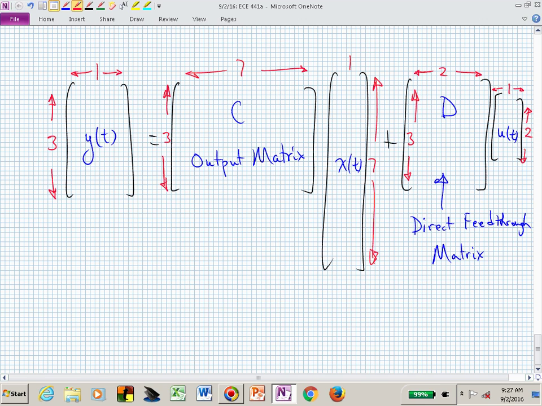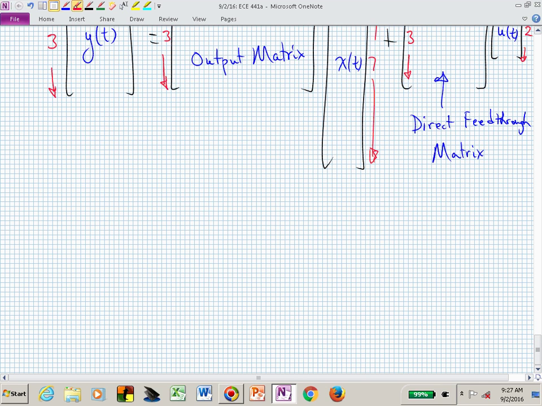Now we need to build these entries. We have 49 entries in A to try to find. It's not that bad. We need to find what the first derivative of x1 is equal to in terms of x1, x2, x3, up to x7, and u1, u2.